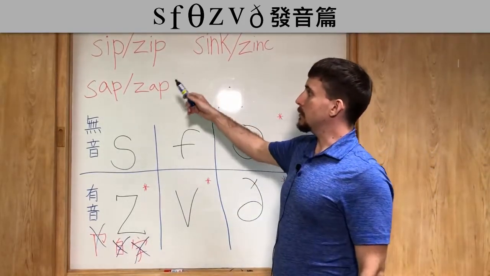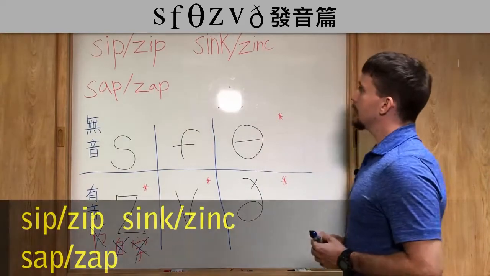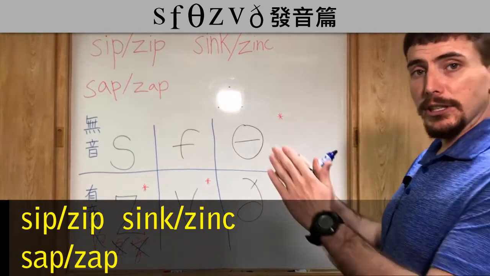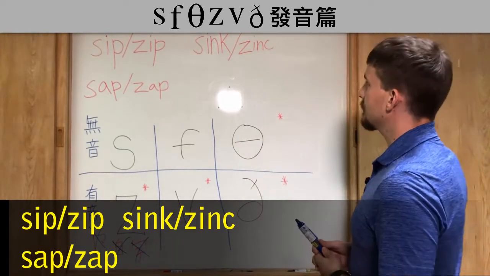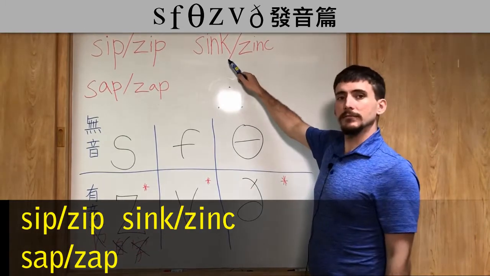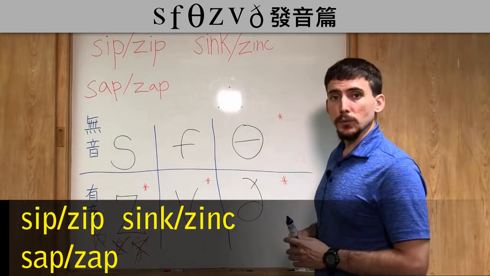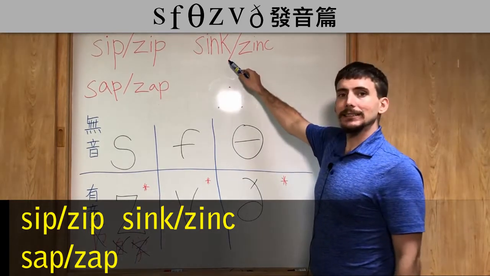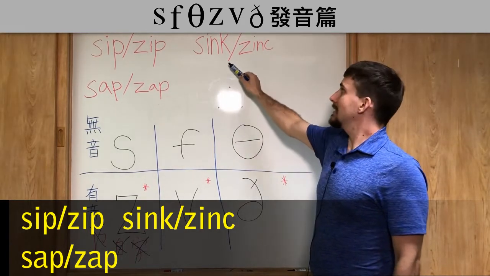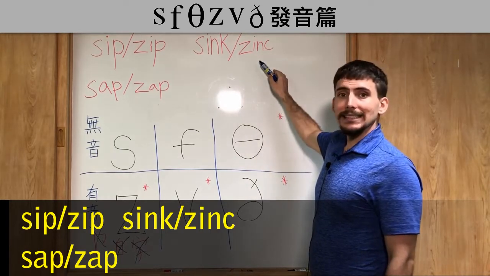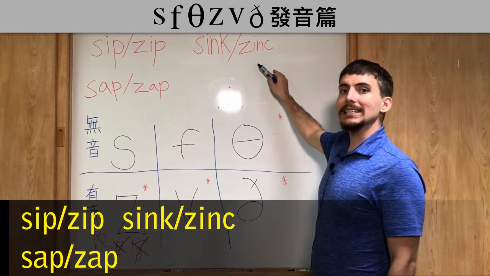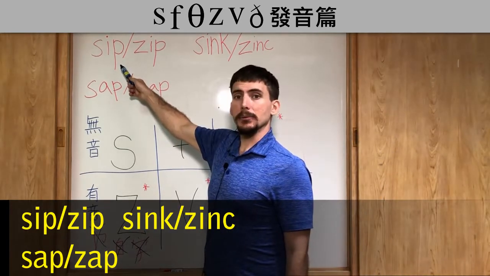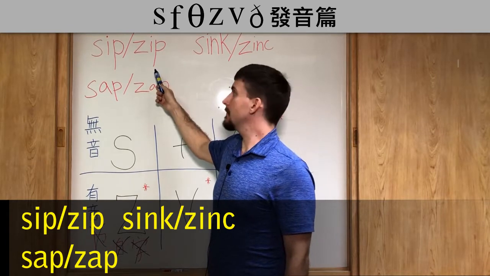Now let's practice a few minimal pairs. These words will help you understand and differentiate between the two sounds. We'll start over here with sink. Don't worry about the meaning of these words. We're only practicing the pronunciation. Sink, zinc, sink, zinc, zinc.